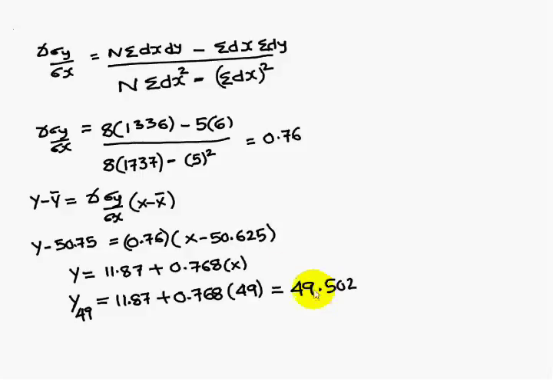This is the main point. You have to remember this formula: y minus y bar equals r into sigma y by sigma x into x minus x bar, where r into sigma y by sigma x is given by this formula. This is very important.